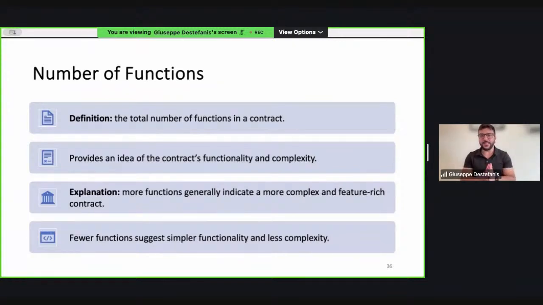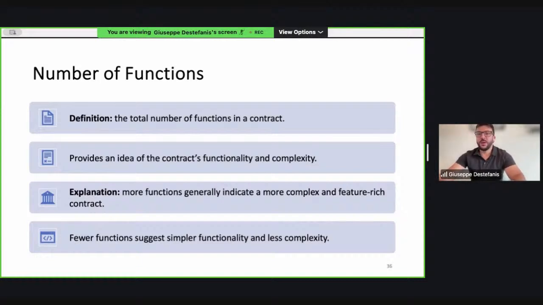Number of functions, again, is like: here you have a book and you tell me the number of chapters. Similar, okay? And of course, if the number of chapters is quite high, you are expecting a bigger book. Similar for a contract. If I have a very high number of functions, my contract probably will be bigger. And if I have more functions, usually I have a more complex and feature-rich contract.